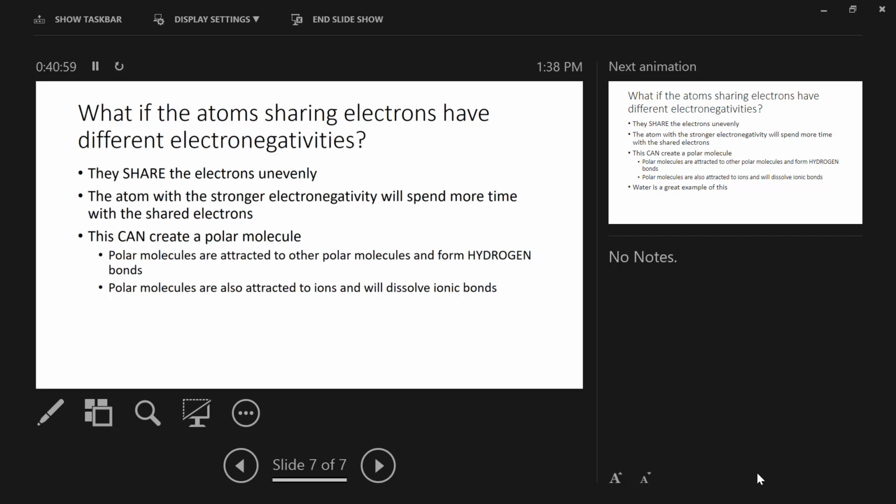And that makes sense, right? Because if it's polar, it's got a positive end, it's got a negative end, it should be attracted to ions, right? The positive end should be attracted to what types of ions? Negatively charged ions. And what do we call those? Anions, or anion, which makes you think onion, which makes you cry when you cut it, right?